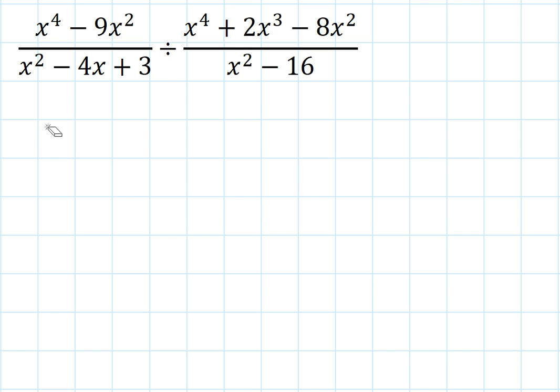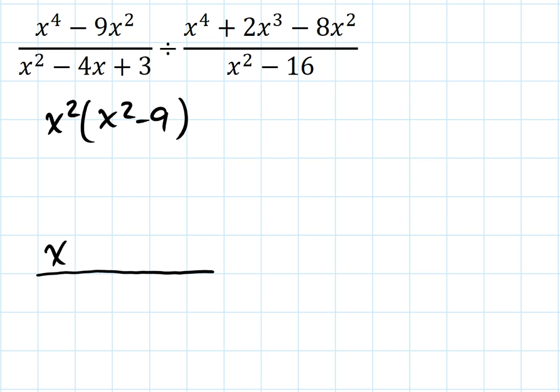their factored form. When I look at the numerator of my dividend, I can see that there is a common factor of x squared. And when I pull that out, I'm left with an x squared minus 9. Now that turns out to be the difference of two squares, so I can factor that further. So I'll build my final dividend right here. It's going to be an x squared, and then I'm going to have an x minus 3 times an x plus 3.